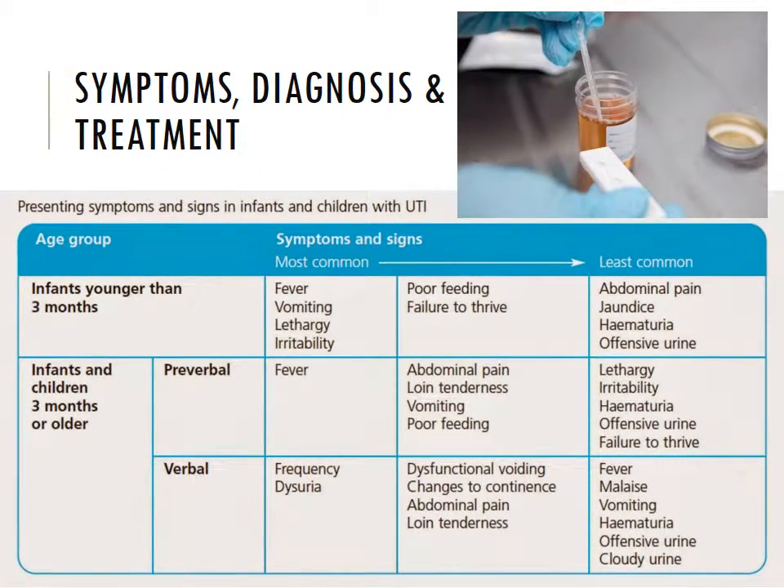So let's talk about symptoms, diagnosis, and treatment. So why do we care about UTIs in children? Besides the fact that it makes them pee a lot and it hurts, it can lead to renal scarring and hydronephrosis. I know you all remember that renal scarring is associated with poor renal function, which affects hypertension, proteinuria, and end-stage renal disease. So it is a big deal.